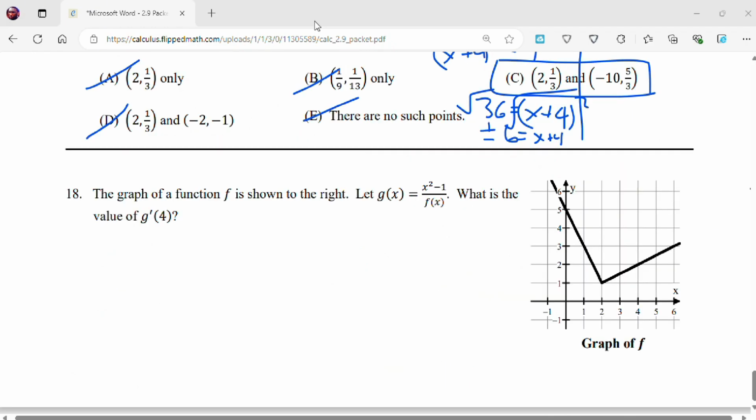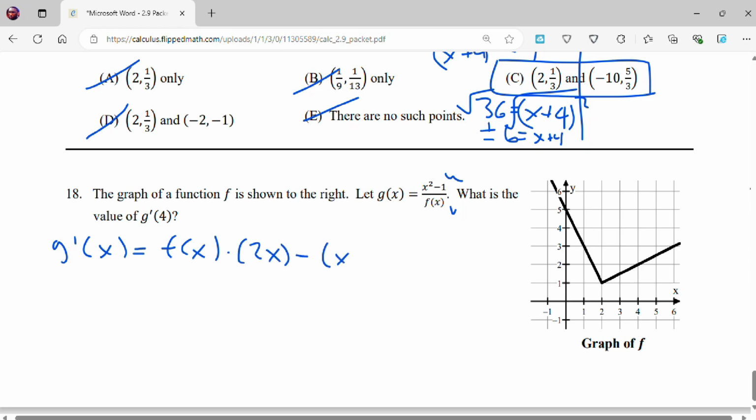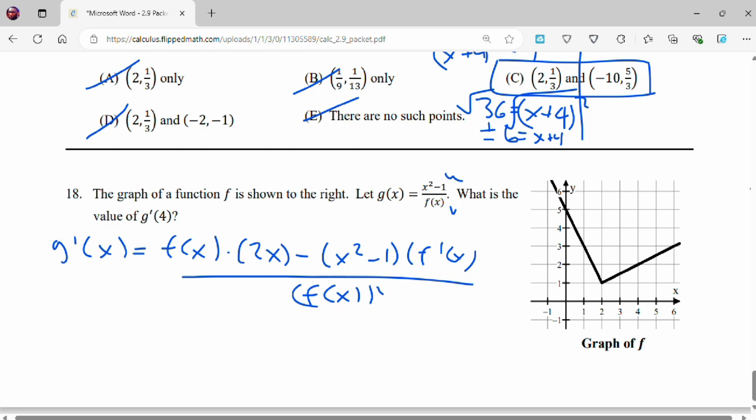Last question. The graph is shown on the right. That's the graph of f. Let g of x equals so-and-so. What is the value of g prime of 4? So to find the value of g prime of 4, we need g prime of x. So we have quotient rule. V U. So v times u prime minus u times v prime divided by v squared.